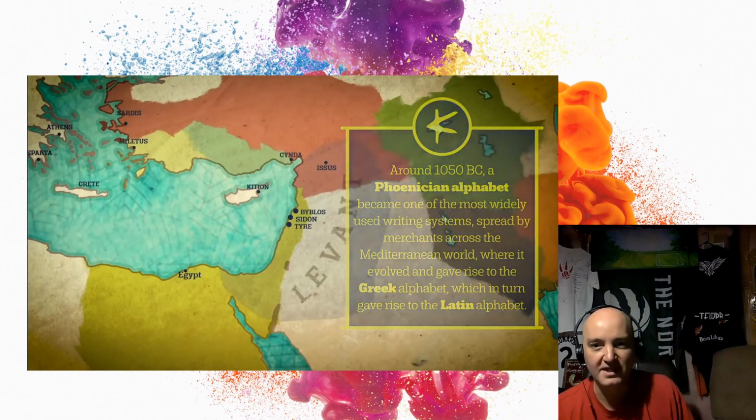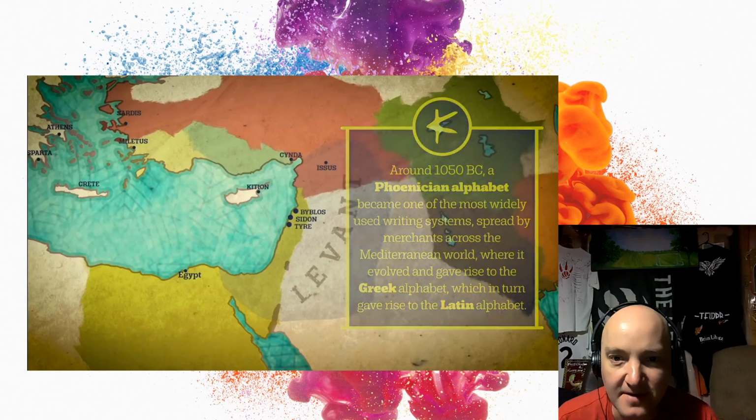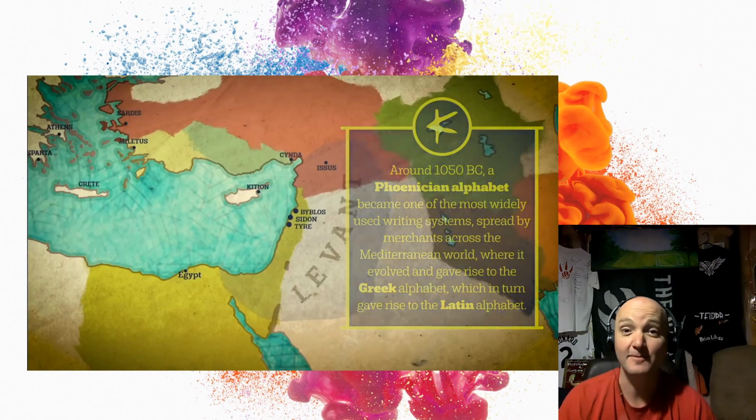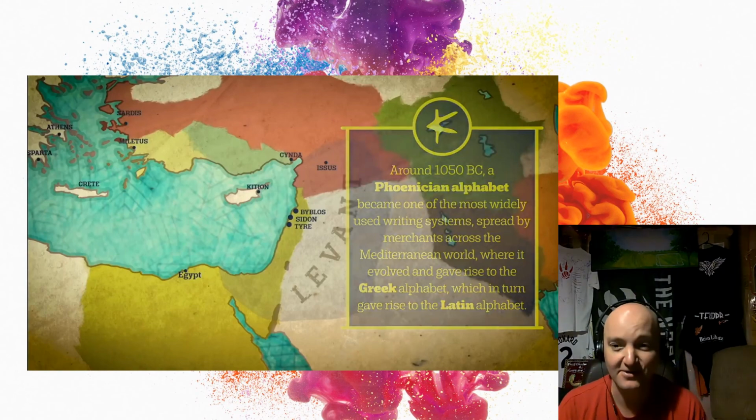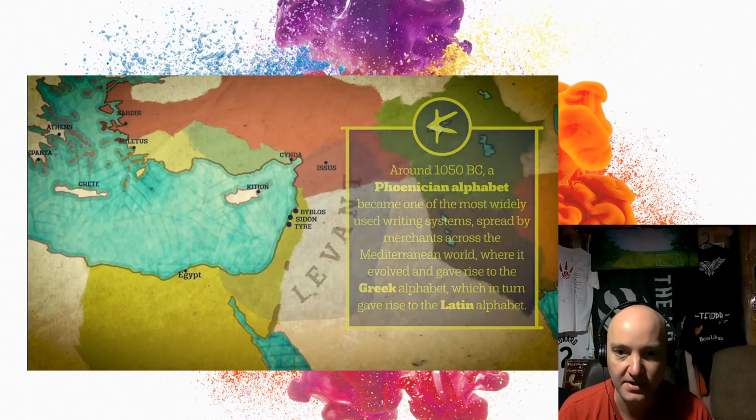Around 1050 BC, the Phoenician alphabet became one of the most widely used writing systems, spread by merchants across the Mediterranean world, where it evolved and gave rise to the Greek alphabet, which in turn gave rise to Latin. Remember, if you took my digital literacy class, we talked about the Phoenician alphabet.